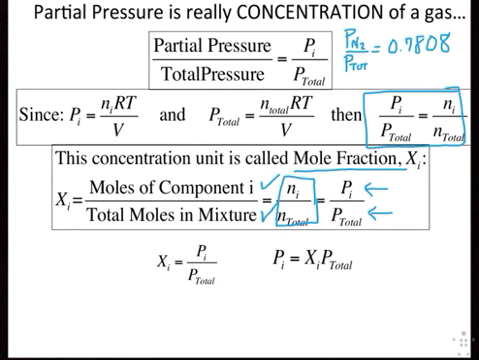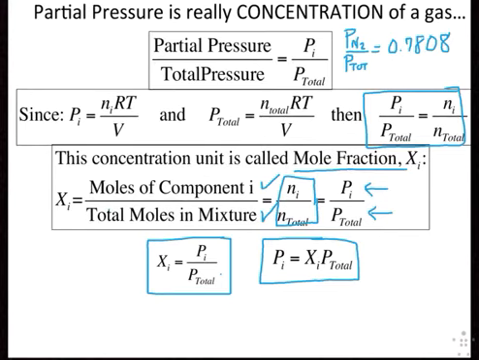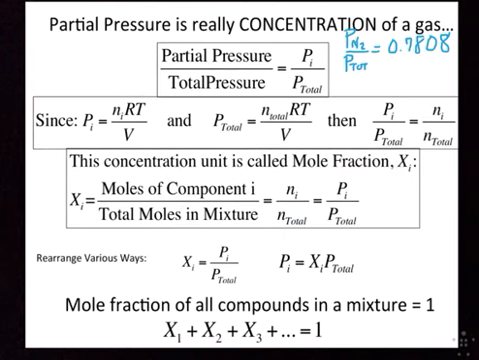So rearranging this, or just clarifying it again, we have mole fraction equals partial pressure of i over total pressure, and therefore we can say the partial pressure of a substance is going to be its mole fraction times the total pressure. And then there's one other important point, which is that the mole fractions of all the compounds in a mixture have to add up to 1.